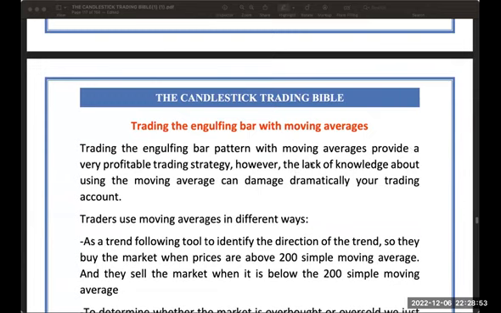However, the lack of knowledge about using the moving average can damage your trading account dramatically. I always see many people with moving averages on their charts. If you ask them how they use those moving averages, they don't know. They just copy people because they see a certain trader with maybe the 50 and the 200, they put those. They see a certain book with the 21 and the 50, they put those. They see somebody with the 8 and the 20, they put those, but they don't know how moving averages work.